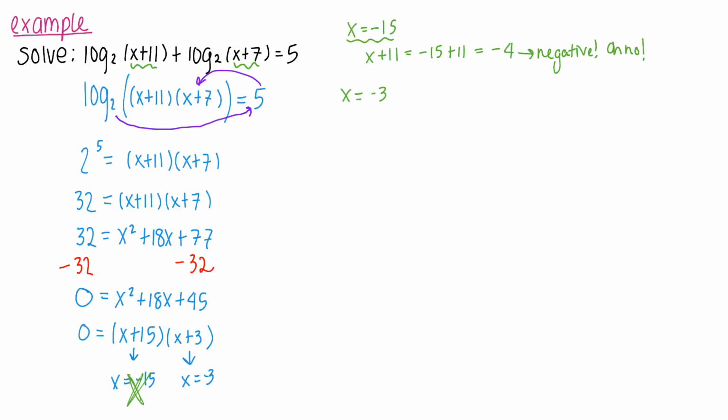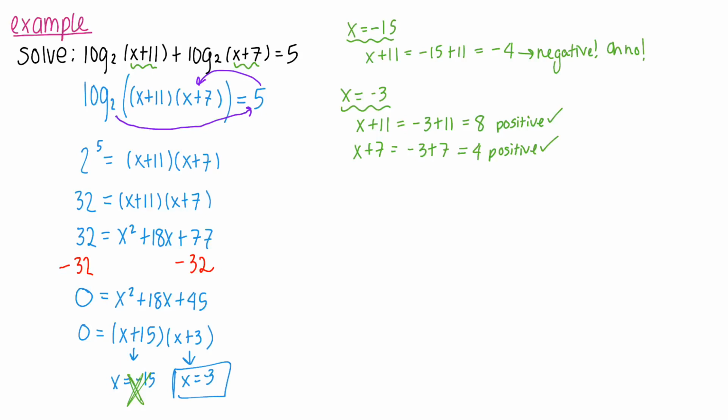Let's try negative 3. With x plus 11, this would be negative 3 plus 11, which is 8. So that's positive. Then I'm going to plug it into x plus 7. Negative 3 plus 7 gives me 4, also positive. So since both of those come out positive, negative 3 is our answer. Negative 15 could not be an answer because it made the inside of a logarithm negative, and we can't have negatives inside the logarithm. X equals negative 3 was totally fine because even though it's negative, when it gets plugged in, the insides don't become negative. Just one answer there; one of those answers doesn't work.